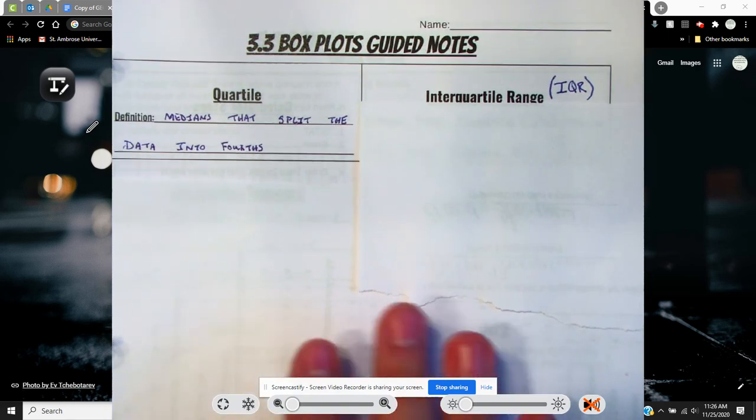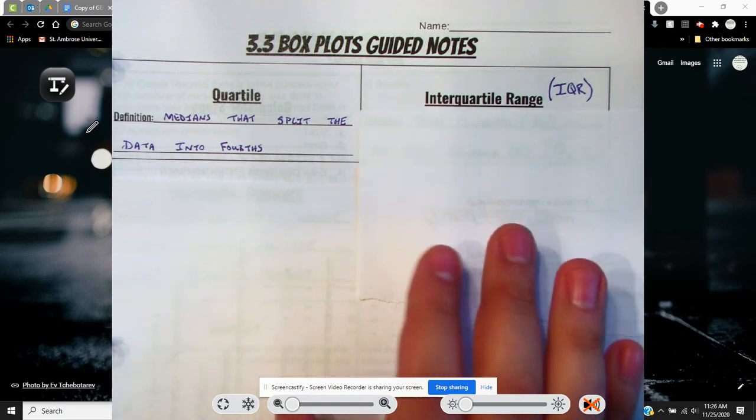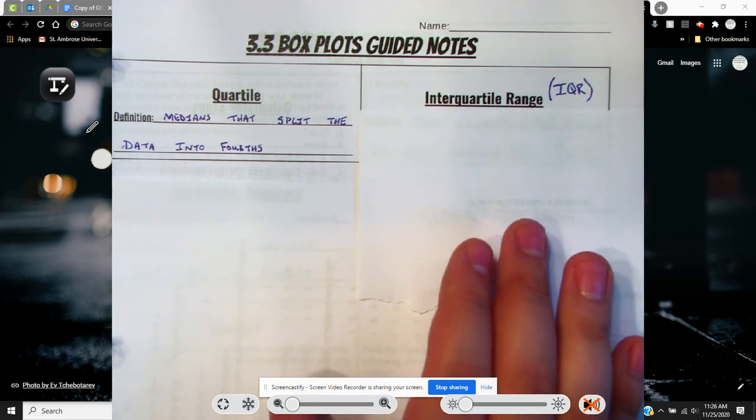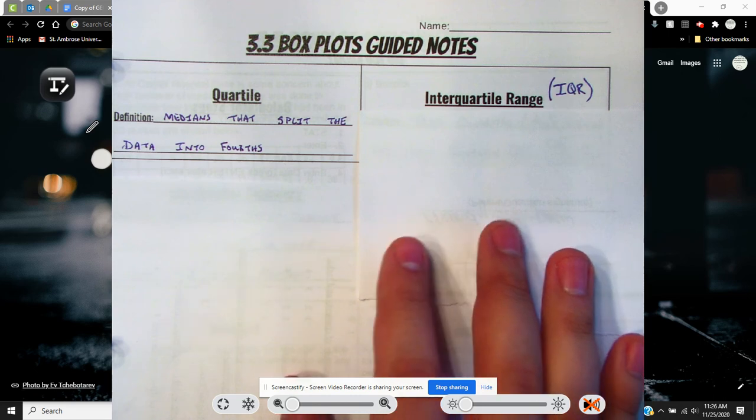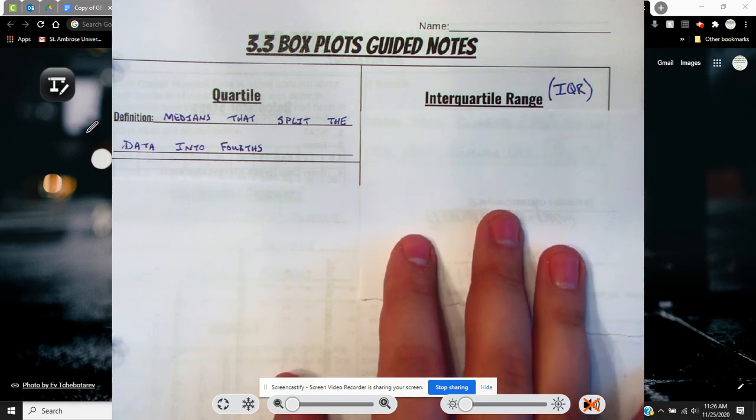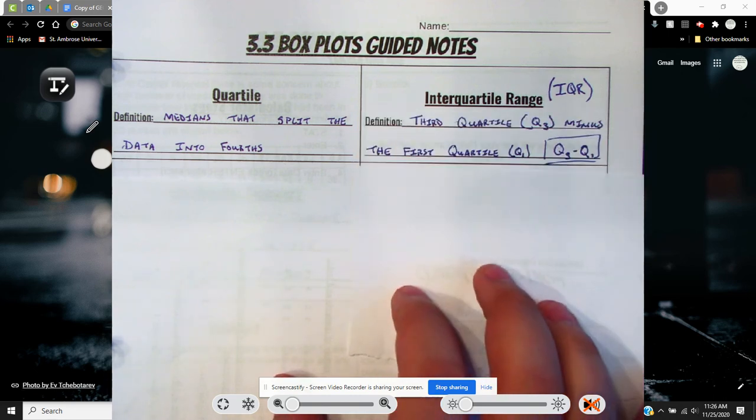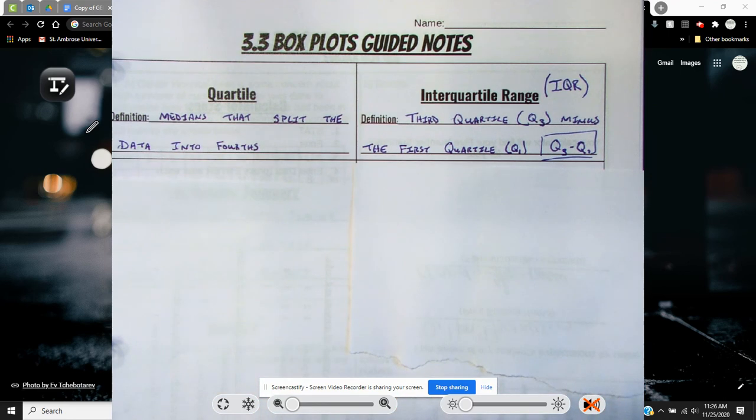We also have interquartile range, which you will see shortened down to IQR. An interquartile range, just like a normal range, you take the third quartile, or Q3, minus the first quartile, or Q1. Just like with a range, you take the highest number minus the smallest number, kind of the same process for quartiles.